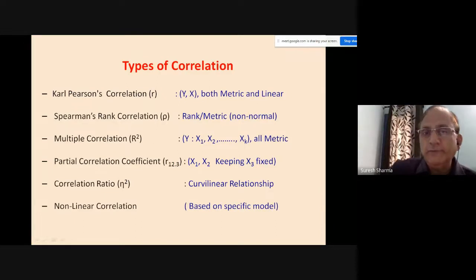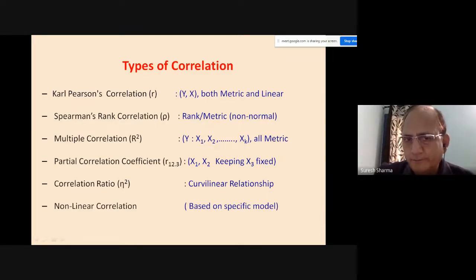Then there is a third type of correlation, called the multiple correlation coefficient, generally denoted by R square, which is sometimes also called the coefficient of determination. Since it is a square, R square can never be negative, so its value will always lie between 0 and 1. Now, where to compute such a correlation? This is the situation where you are dealing with more than 2 variables.